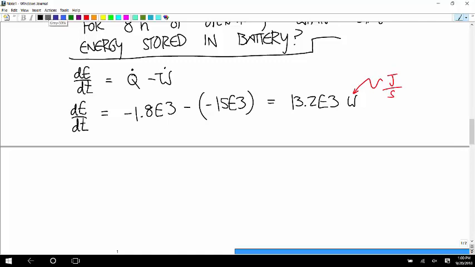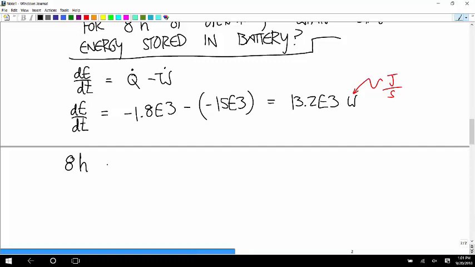So now we don't want to calculate the total rate at which energy is going into the battery. We want to figure out the total amount of energy over a time period. So how many seconds are there in 8 hours? So 8 hours is 8 times 3,600. What's that? Okay, 28,800 seconds.